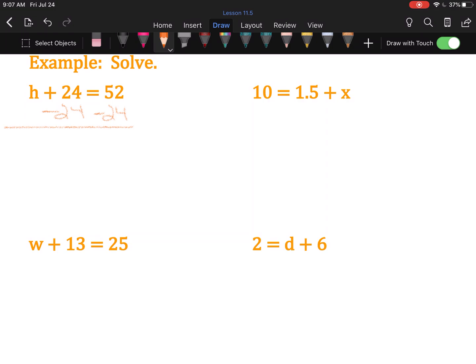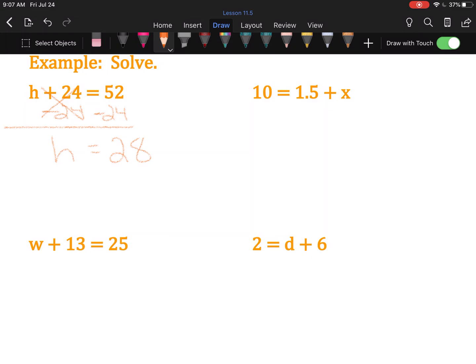24 minus 24 on the left side cancels out, and that's always what should happen. We want the letter by itself. H is now by itself. 52 minus 24 is 28. And that's how we solve an equation. H is 28.